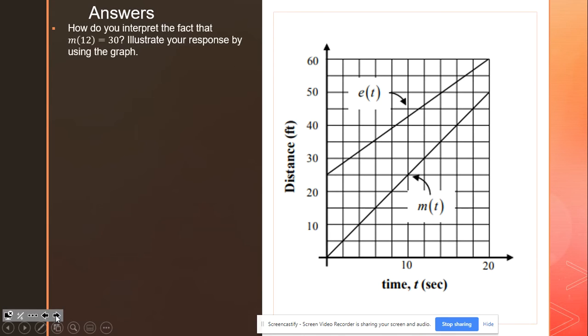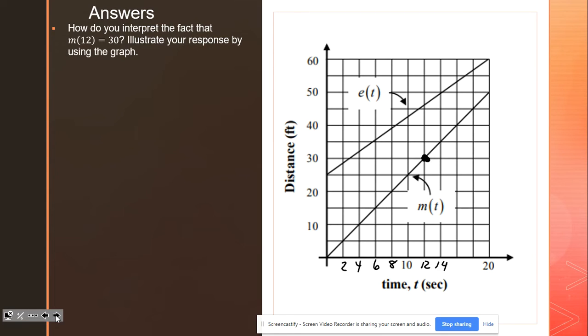First, how do we interpret the fact that m of 12 is equal to 30? Illustrate the response by using the graph. So, m of 12, again, look at the graph and notice that we are going up by 2's. So m of t is this line, the lower line right here. This is Max. m of t is equal to 30. It's right there. How do we interpret that?